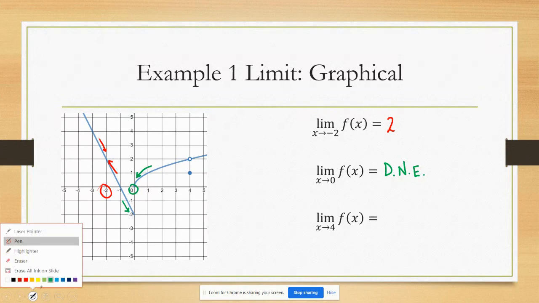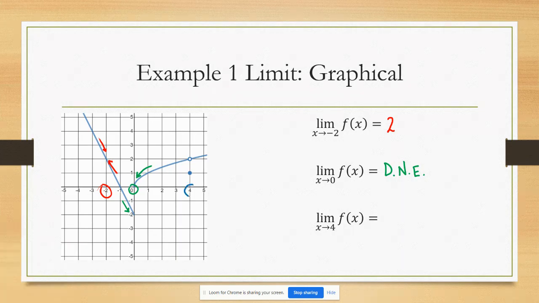Finally, I can ask you the limit as x approaches 4. So here's x equals 4. If x is equal to 4, our function would be 1. So f of 4 is 1, because that's where the value of the function is. But if x is close to 4 in either direction, our y coordinate here is getting close to 2. And that's the deal with limits. We don't care what's happening at 4. We care about what's happening close to 4. It's different from evaluating a function at 4.